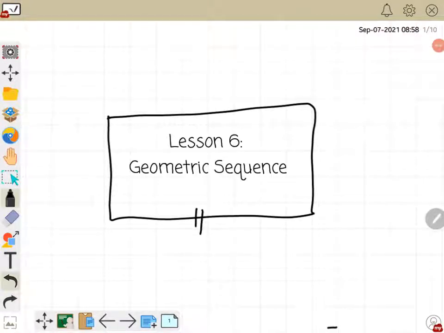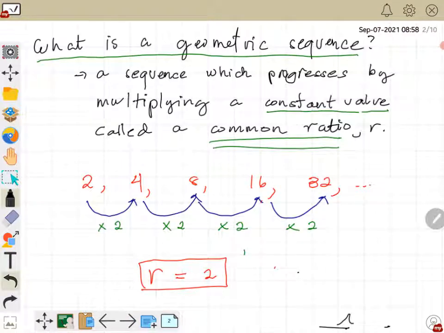In this video, we are going to discuss lesson 6, which is geometric sequence, and this is still part of our chapter 1, and that chapter 1 talks about sequences and series. So what is really a geometric sequence? When I say geometric sequence, it's simply a sequence which progresses by multiplying a constant value called a common ratio, and the symbol for that common ratio is r.